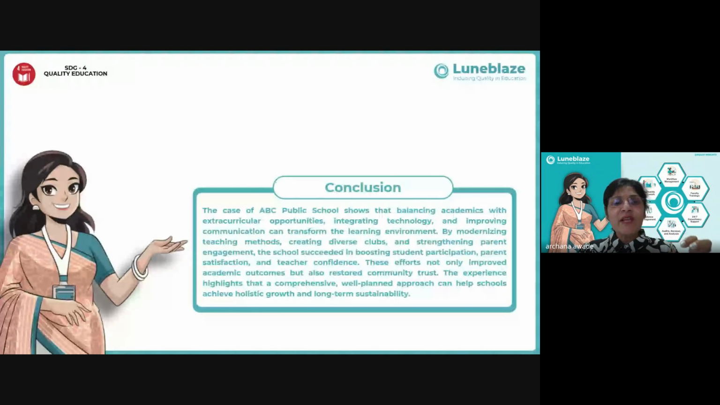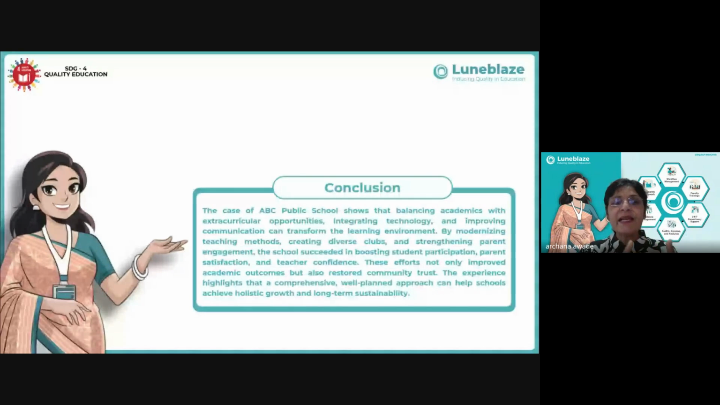beneficiary satisfaction. So what have we learned from this ABC public school journey? Here we have emphasized 3 outcomes: boosted students' participation and engagement, increased parent trust and satisfaction, and an increase in teachers' confidence when using modern pedagogies in the classroom. This case study shows us that transformation isn't about one big change. It's about a series of balanced, well-planned steps. When academics, extracurriculars, technology, and communication come together, a school can achieve real growth. Through this case study, we have seen how schools can identify gaps, plan action steps, implement in phases, and look at the results.